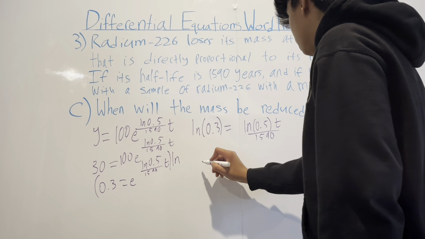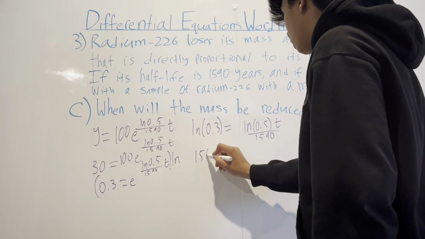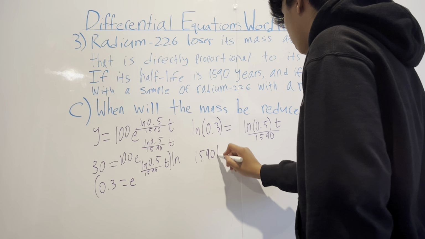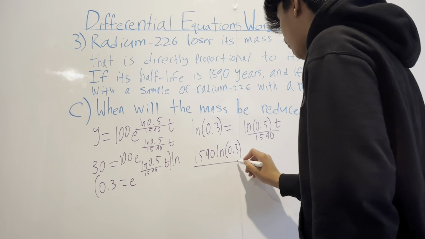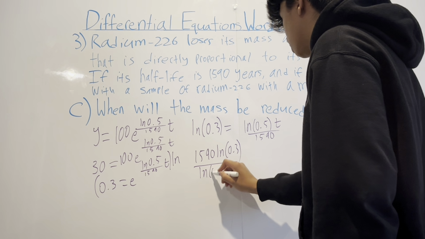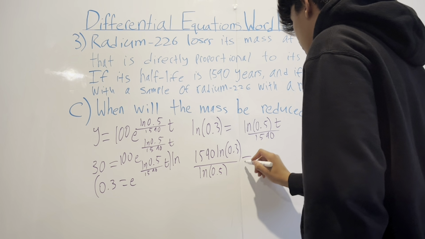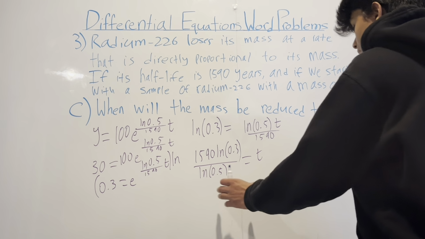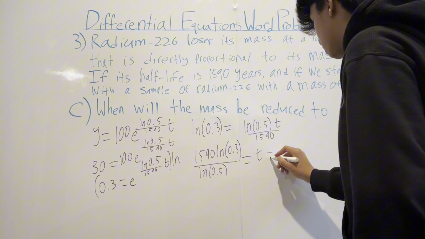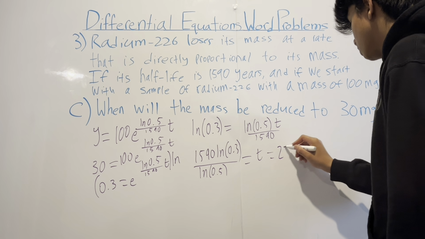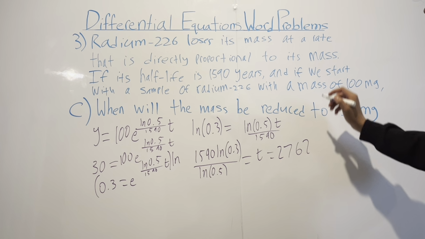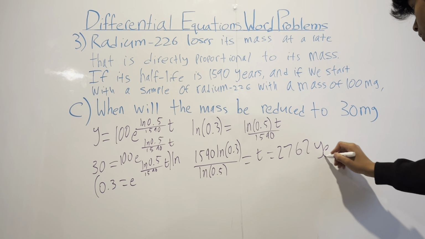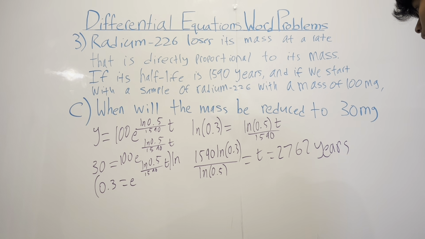So this is going to be t equals 1590 ln 0.3 divided by ln 0.5, and this is t for exact, and if you plug this into your calculator, you'll get around 2762, and the units are years. And this is the final answer.